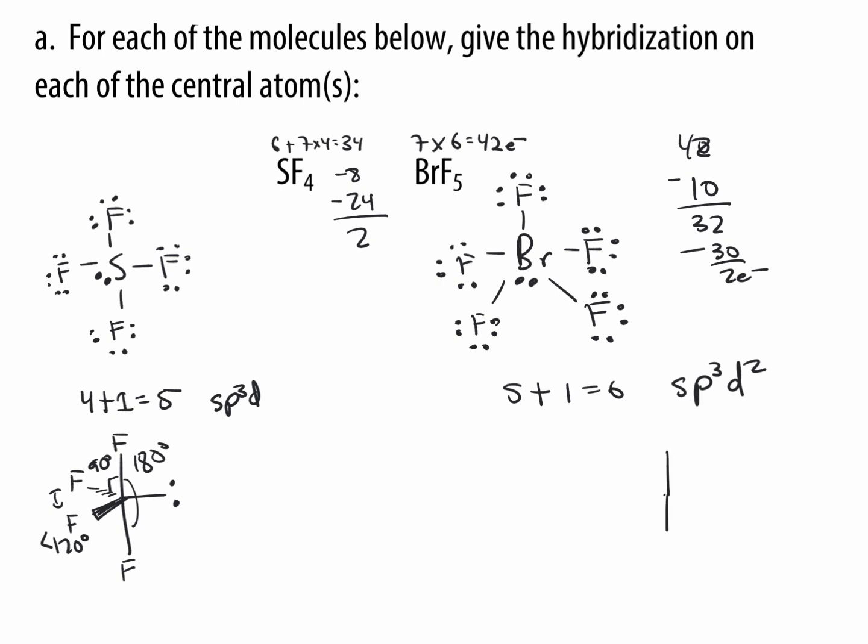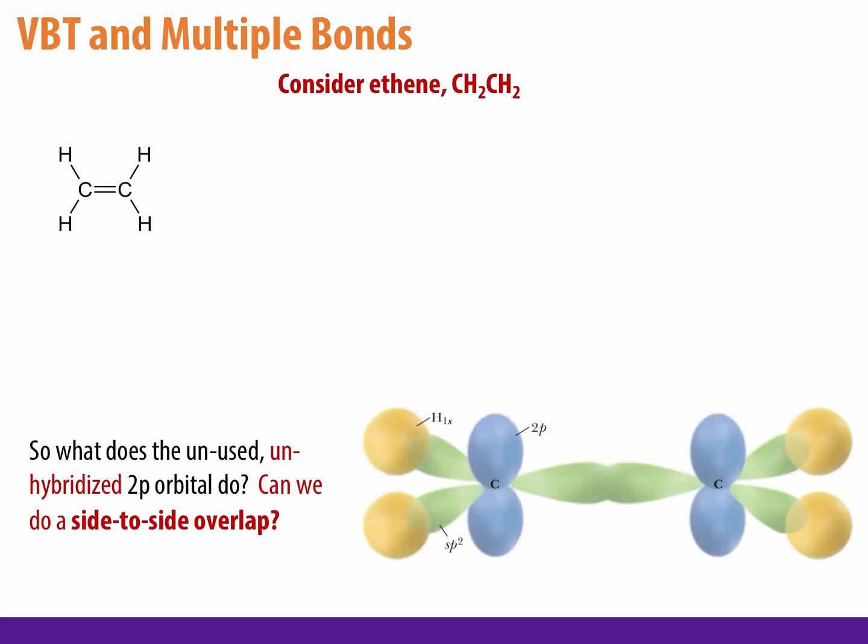Remember, octahedral just looks like the x, y, and z axes. One of these is a lone pair. These others are fluorines. This is a square pyramidal type geometry, and basically 90-degree bond angles, or 90 and 180 perhaps.